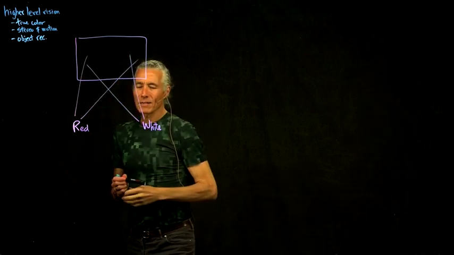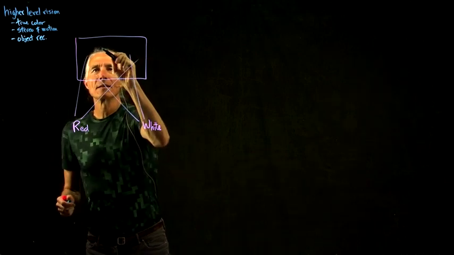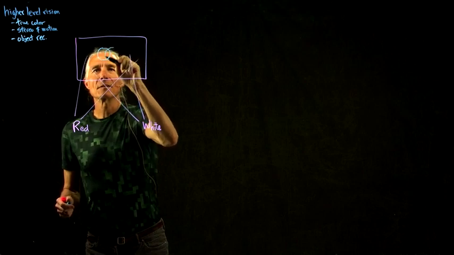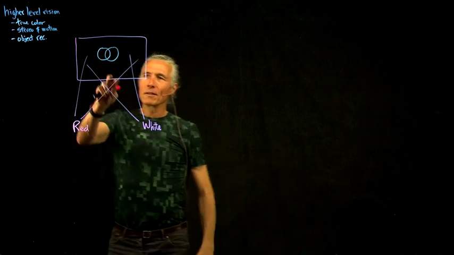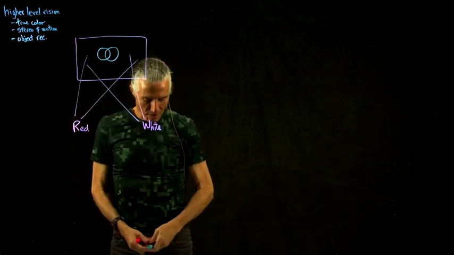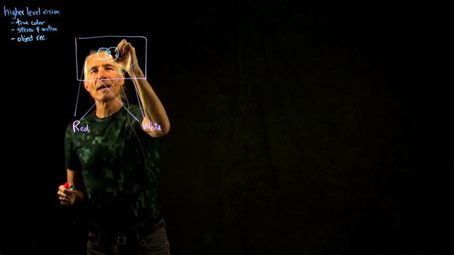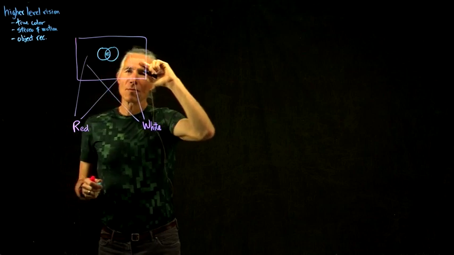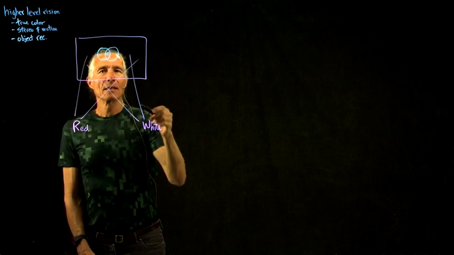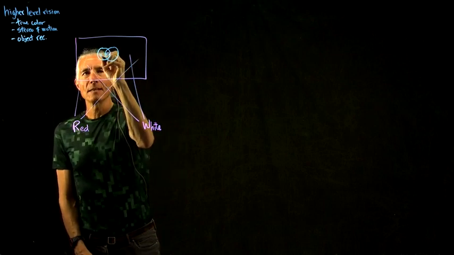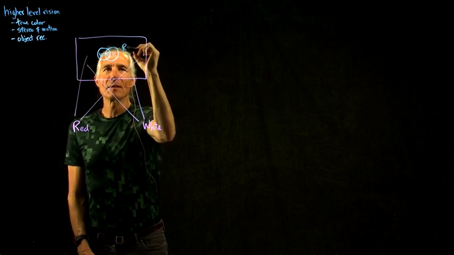And then if you make a shadow, just stick your hand in, you'll get three shadows. One shadow will have no light in it, and that one looks black. One shadow will have just white in it, and the other one will have just red. And the background will be red plus white.